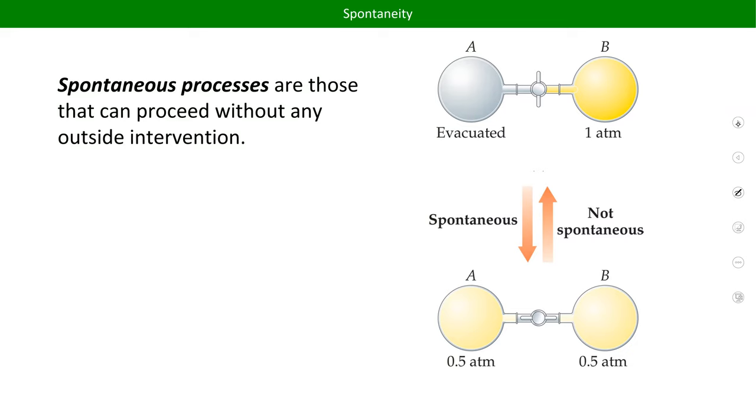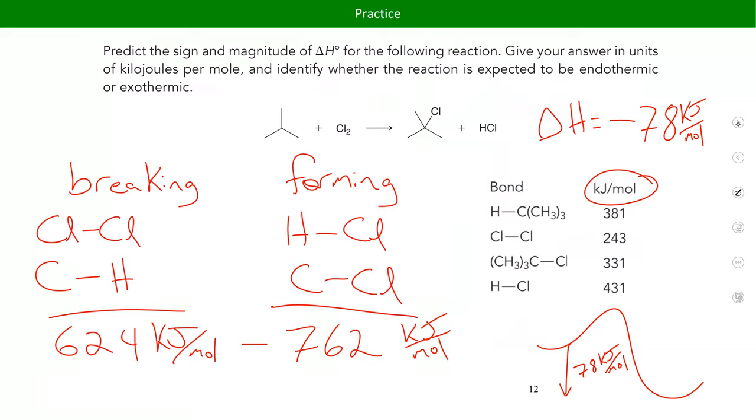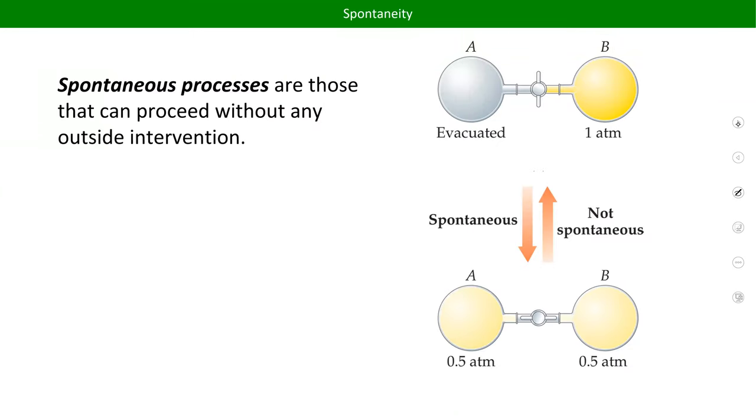just to go back to our Gen Chem definition of spontaneous. Spontaneous processes are those that can proceed without any outside intervention. But that doesn't always mean that you don't need activation energy. Every reaction is going to have activation energy. And so you can wind up with something that's a spontaneous process, meaning delta G is negative, a reaction will happen, but it won't happen at a measurable rate at the current temperature.